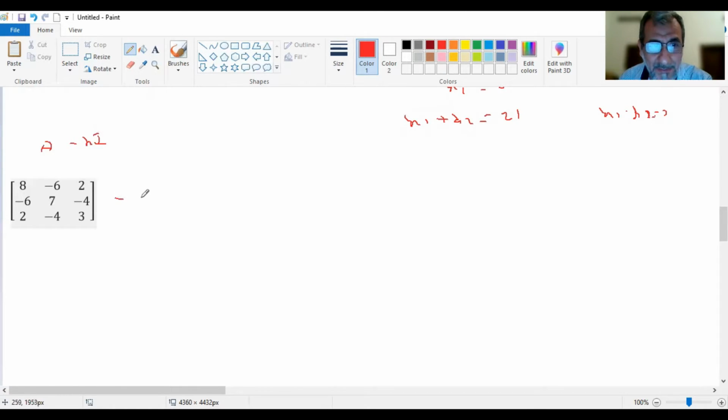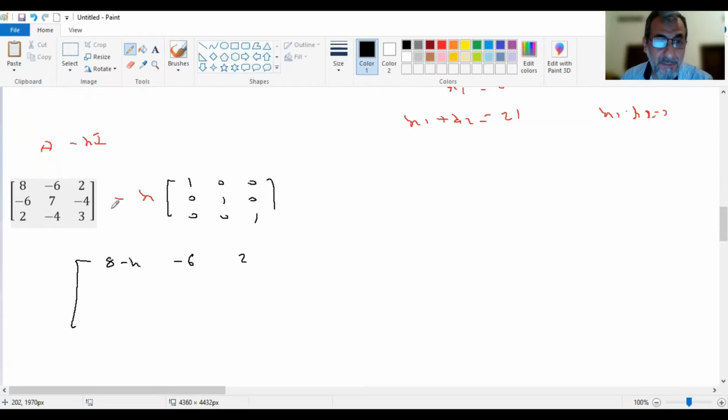What is the lambda I now? And what is the I? The I is the 3 by 3 identity matrix: 1, 0, 0, 0, 1, 0, 0, 0, 1. What does A minus lambda I equal now? I have 8 minus lambda. First one, negative 6 minus 0, because lambda by 0 is 0, so it will be negative 6. And 2 minus lambda by 0 is 0, so the 2 is the same. And negative 6 minus 0, lambda times 0 is 0, so it will be negative 6 here.